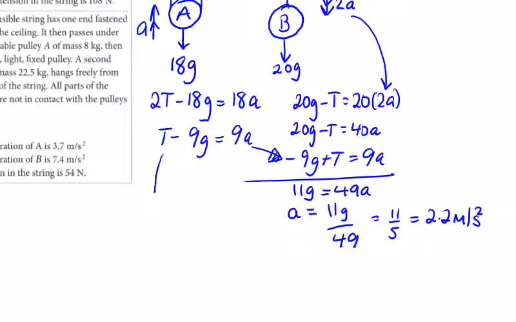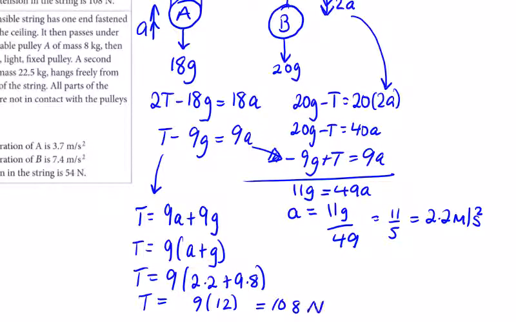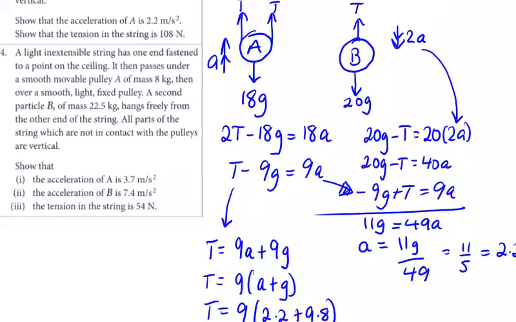And the tension in the string is going to be 9a plus 9g, or 9 times a plus g. So the tension in the string is 9 times 2.2 plus 9.8. So the tension in the string, 9 by 12, which is 108 newtons. Okay, what were we asked? Better check. Show the acceleration was 2.2.